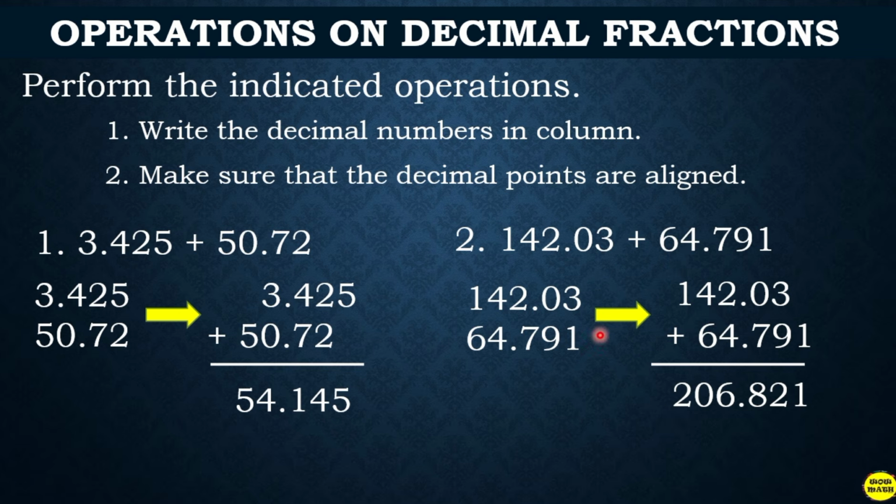So therefore, 142.03 plus 64.791 is equal to 206.821, or 206 and 821 thousandths.